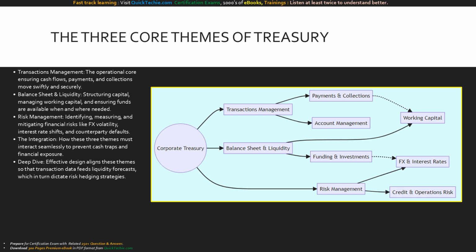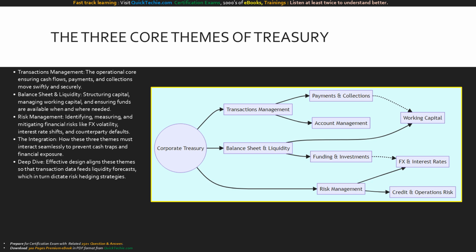Finally, we have risk management. We operate in a volatile global market. Our design must protect the firm from adverse foreign exchange movements, interest rate spikes, and credit defaults. A common mistake I see is designing silos for these themes. In a world-class design, your transaction flows provide the data for your liquidity forecasts, which then inform your risk hedging models. They must breathe as a single organism.